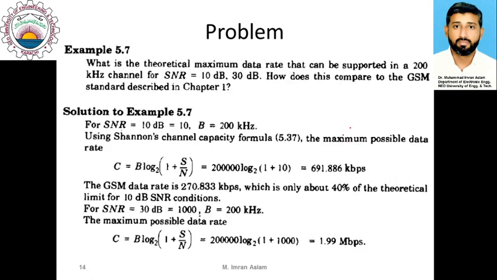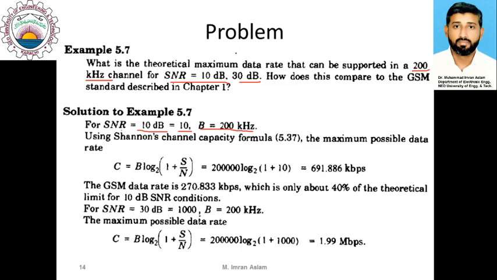Okay, let us take another example. What is the theoretical maximum data rate that can be supported in a 200 kilohertz channel? The channel bandwidth is given as 200 kilohertz for an SNR of 10 dB and 30 dB. So we have two different SNR values, 10 dB and 30 dB. Let us first solve for 10 dB. An SNR of 10 dB means the non-decibel or fraction value is equal to 10.